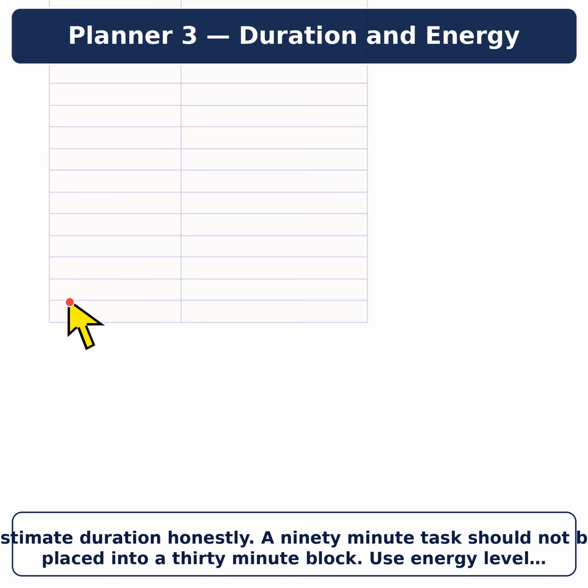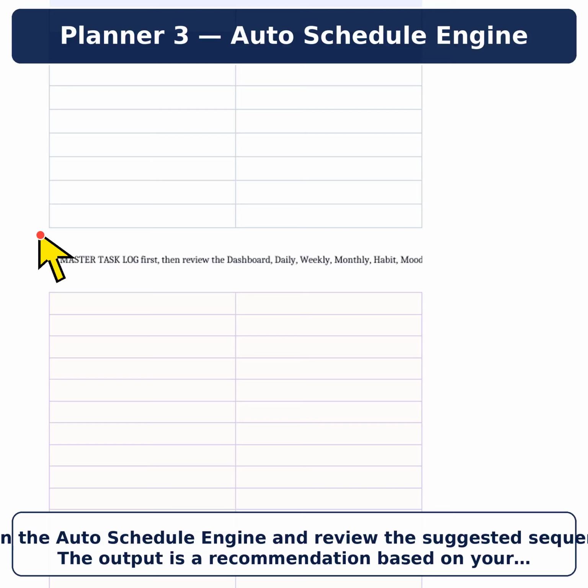Planner 3 is the auto schedule focus system. Begin in the master task log. Enter every task once, including the task name, due date, estimated duration, priority, category, energy requirement, and current status. The scheduling, focus, daily, weekly, and dashboard views all depend on this master data.